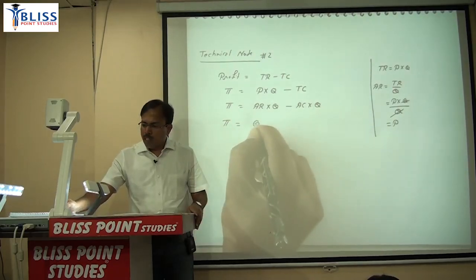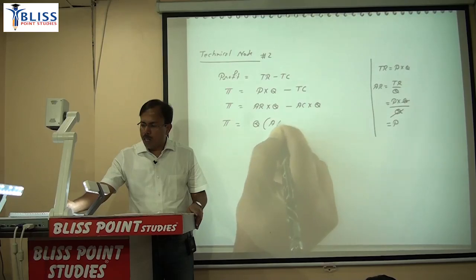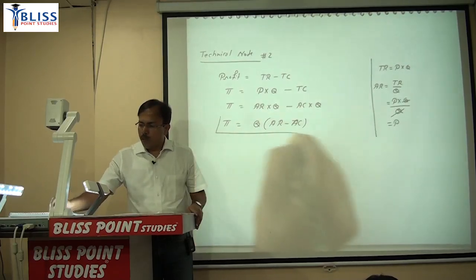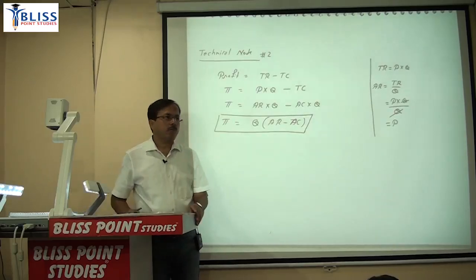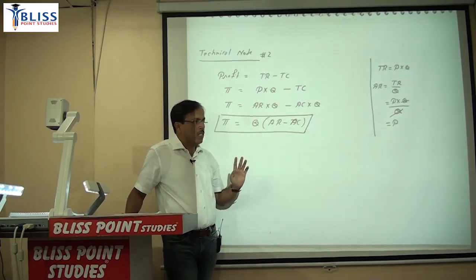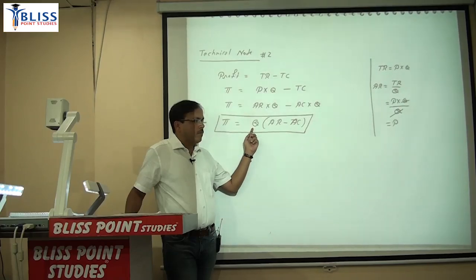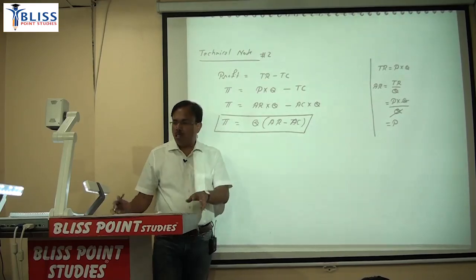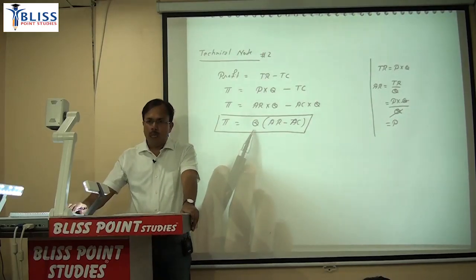So you can take that quantity common, and in bracket you can write AR minus AC. So this is the formula to calculate profit. Profit is quantity multiplied by AR minus AC. How to find this quantity? ये कौन सी quantity है? Profit maximizing quantity है. And how to get that profit maximizing quantity? By equating MR with MC. So when you equate MR to MC, you will get this quantity Q.